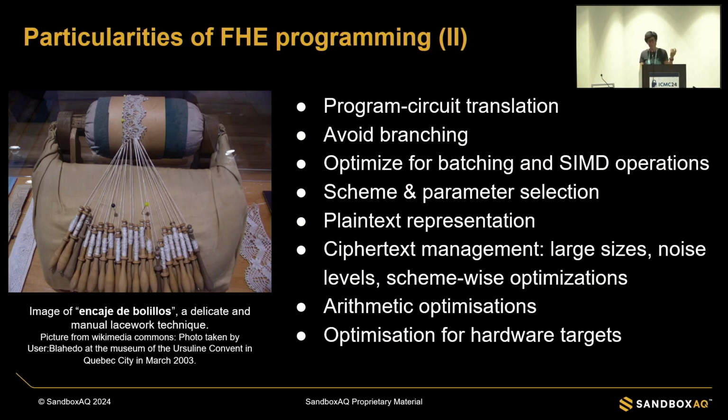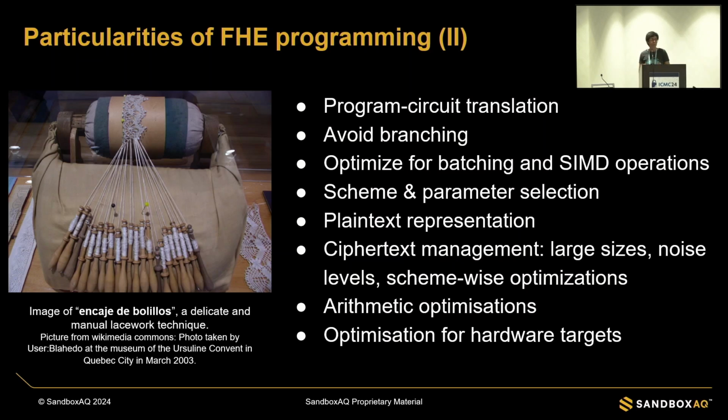And this is mostly because we need to take into account many things. Now, as I mentioned before, how do we translate an arbitrary program into a circuit of multiplications and additions that is efficient? Also, we cannot have branching in the program, or we need to always consider the worst case scenario, because otherwise we would be leaking information. Also, we can optimize for batching different messages in a given ciphertext, and also parallelization. We need to choose which is the scheme, because we have seen that there are many schemes that serve different use cases. And which parameters do we select from that scheme? We need to know how do we represent the plaintext.